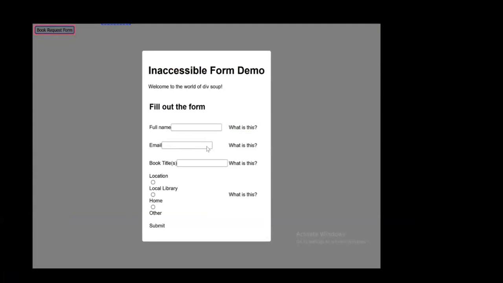Row 2, column 1, full name edit has autocomplete. Okay, so I need my name. Column 2, clickable what is this? Okay, and it has a little hint here. If I click on it, it'll probably tell me what this is. Row 3, column 1, email edit has autocomplete. Column 2, clickable what is this? Row 4, column 1, book title edit has the same autocomplete thing for emails and book titles. Row 5, column 1, location. Radio button, local library, radio home, radio other.